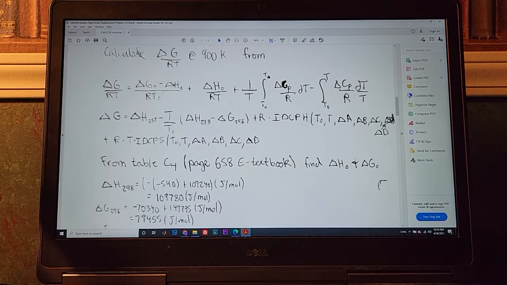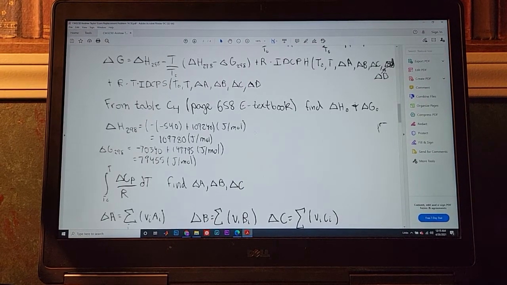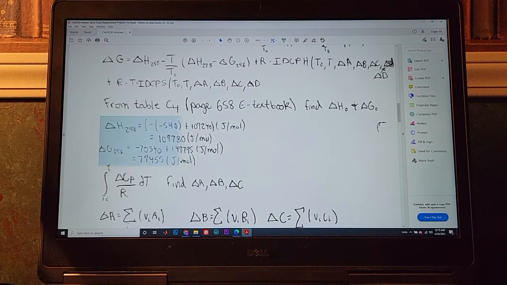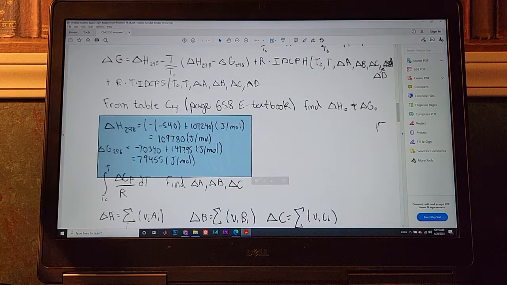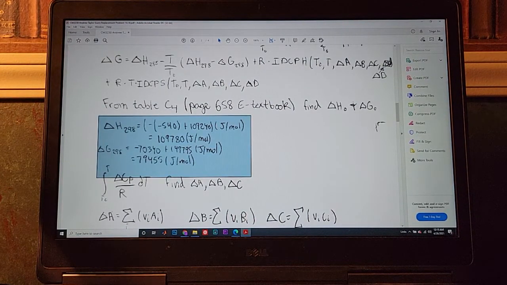So here's where a lot of work for the problem comes in. We need to find delta G, and we can find delta G by using our ICPH and ICPS functions for estimating the enthalpy and entropy of reaction. And then for this part, you need to consult table C4, which is located on page 658 in the e-textbook, to find H0, delta H0 and delta G0.